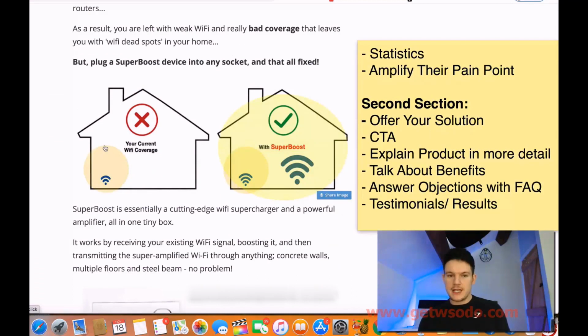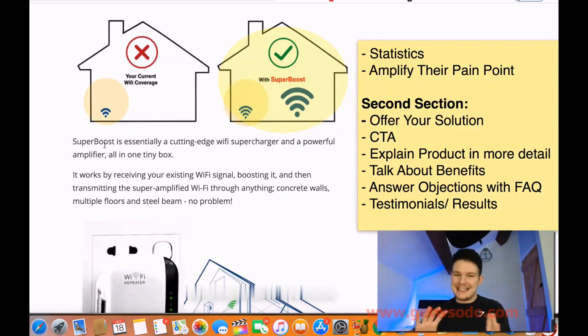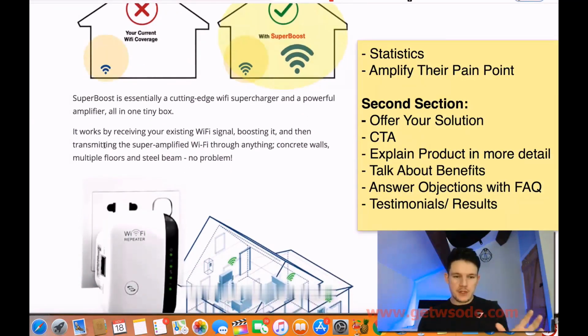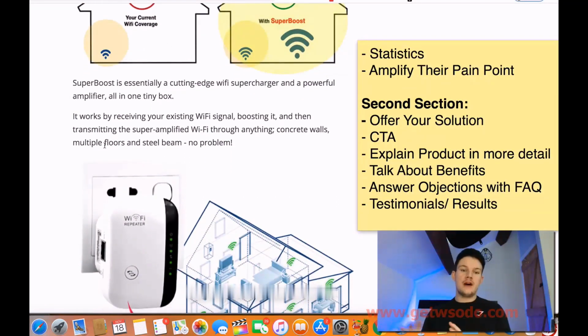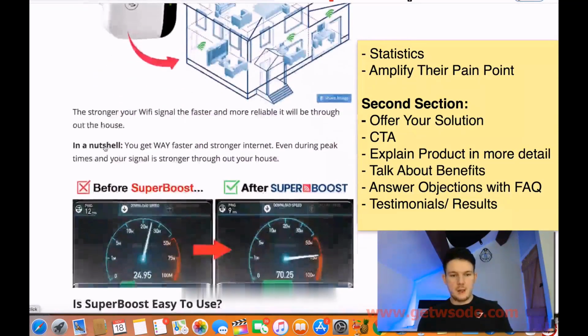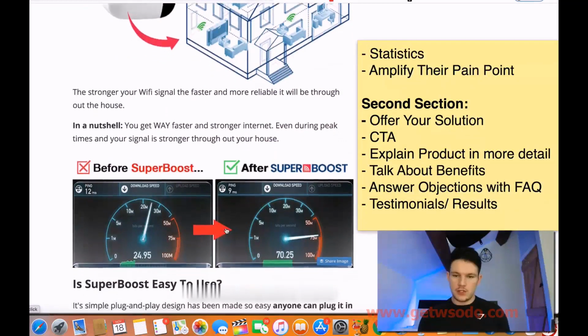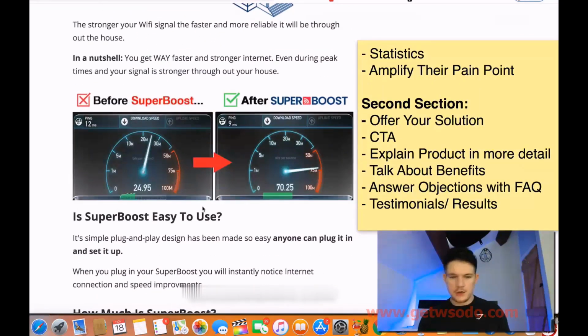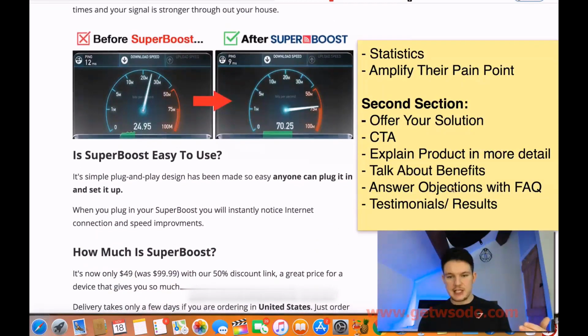So it still feels like an article, but it is starting to lean more towards a sale pitch at this point. So be careful not to go too far into sales mode. Still try and keep it kind of editorial style, but you do need to start talking about the benefits of the product and why they need it. And you can show some more results, testimonials. And also what you start to do in this section as well is answer any objections.